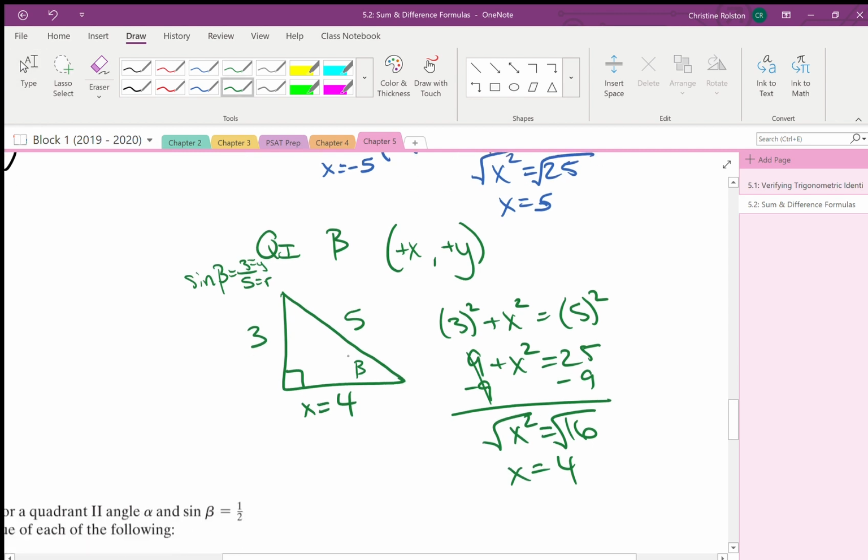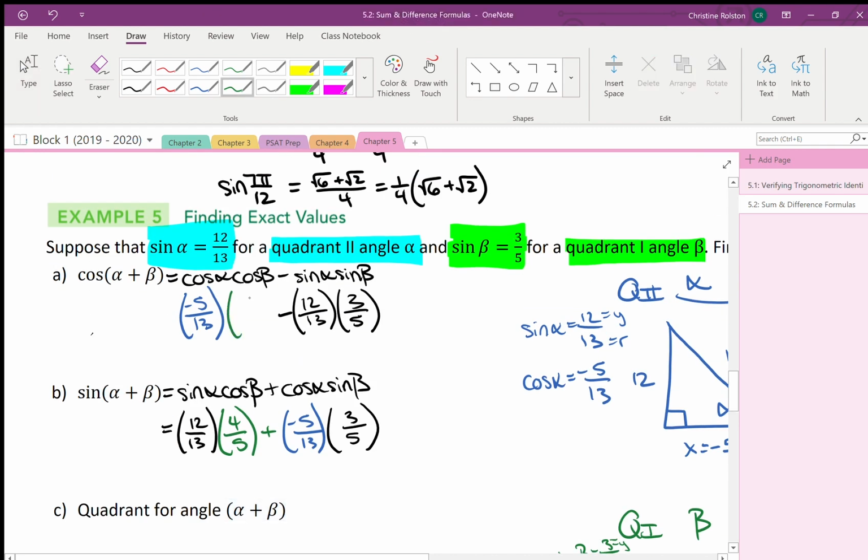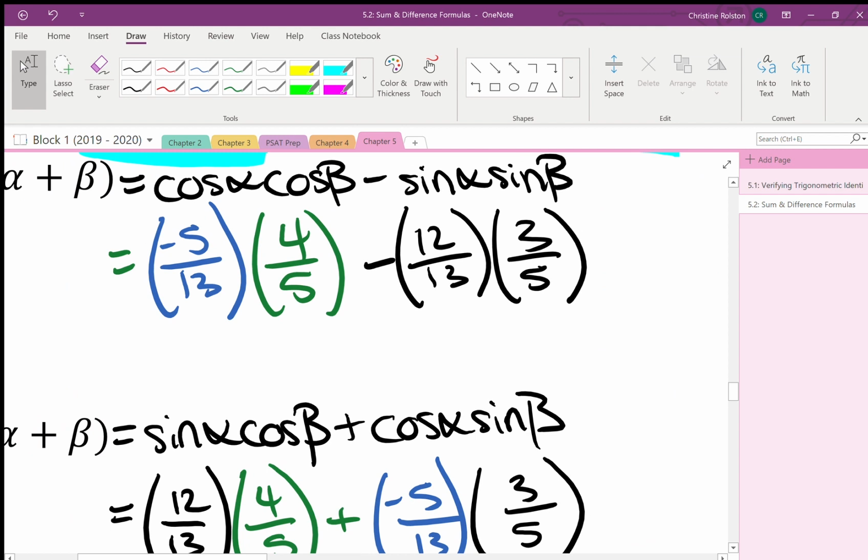So now that I have that, cosine of beta has to be my x over r, so it's 4 over 5. So I'm going to take that information I found and now plug it into the formula. There was a plus there. Now that I filled in all my little pieces, I could finally solve. Okay, I'm always going to give you enough information. Like I said last chapter, if you're always given one trig function and the quadrant, you will be able to find the rest of the trig functions for that angle.